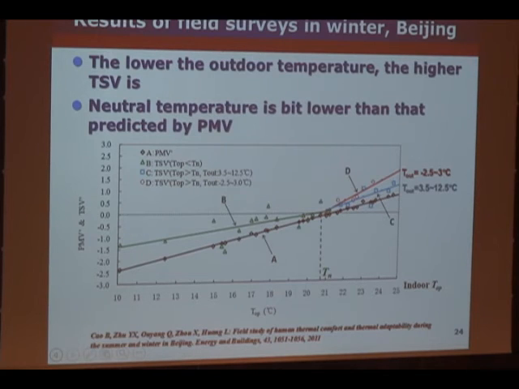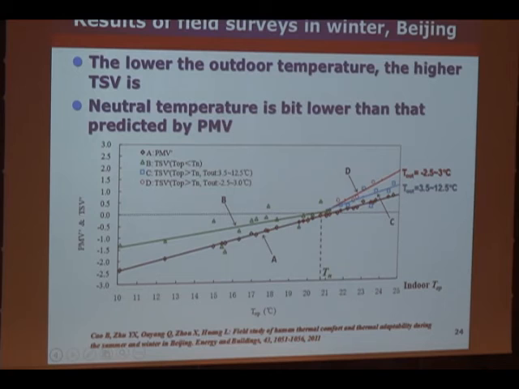We found that this black line is PMV, and this one is the real vote, TSV. We found that if the indoor temperature is lower than neutral, people's votes are always higher than PMV. This one is not a climate chamber; it's an on-site investigation. If the indoor temperature is higher than neutral, they also vote higher. When the outdoor temperature is lower, indoors they vote higher. Outdoor temperature higher, they vote lower.